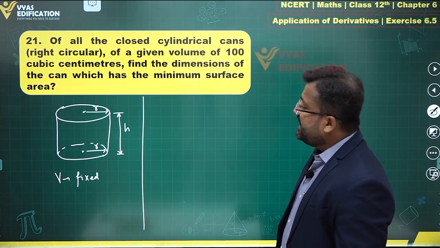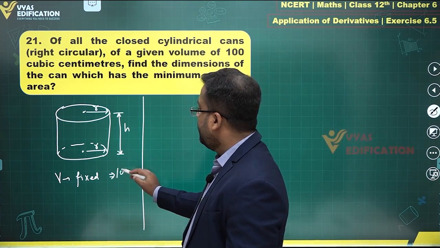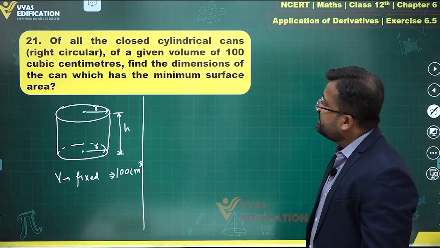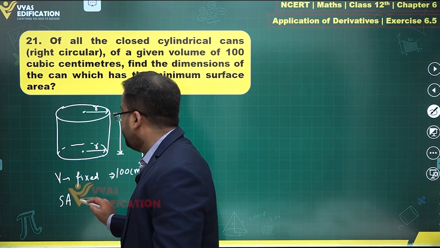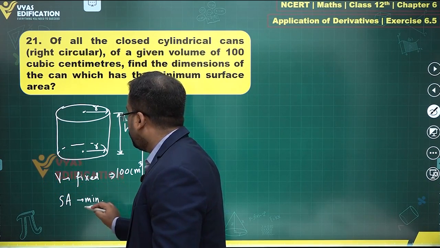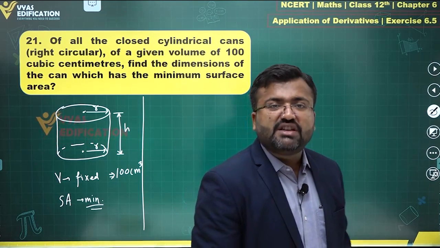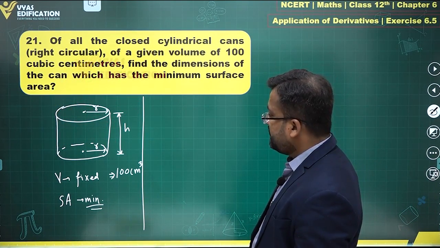of 100 cubic centimeters, V fixed, and it is equal to 100 centimeter cube. Find the dimensions of the can which has the minimum surface area. Surface area has to be minimum. So we are supposed to write the formula for surface area and we are supposed to minimize that. Find the dimensions of the can which has minimum surface area.